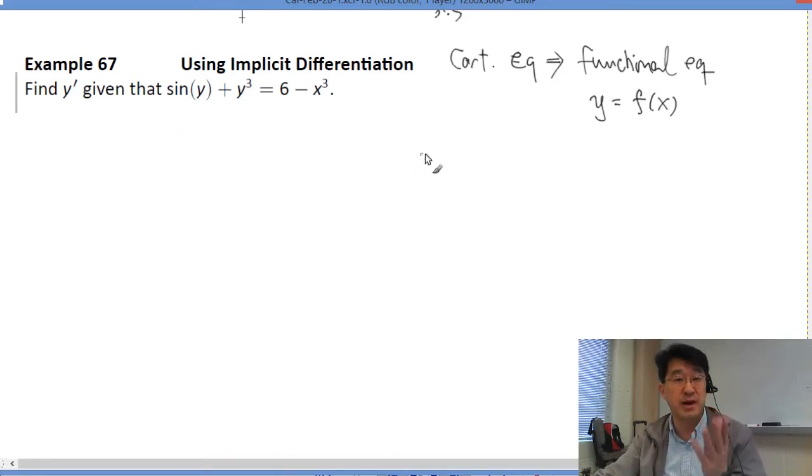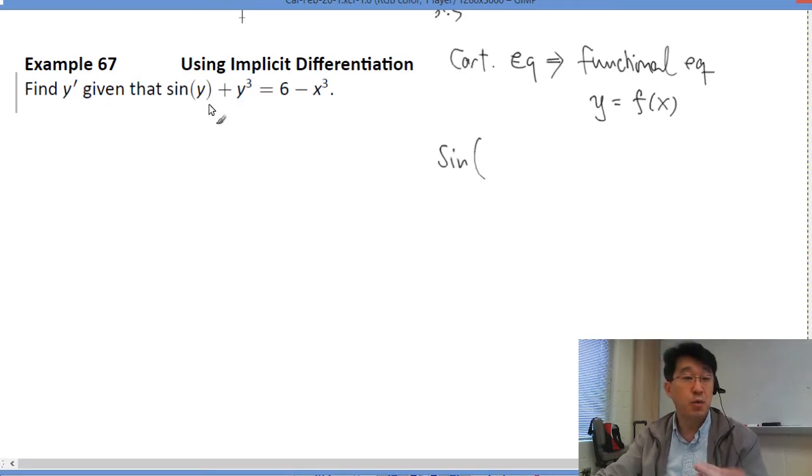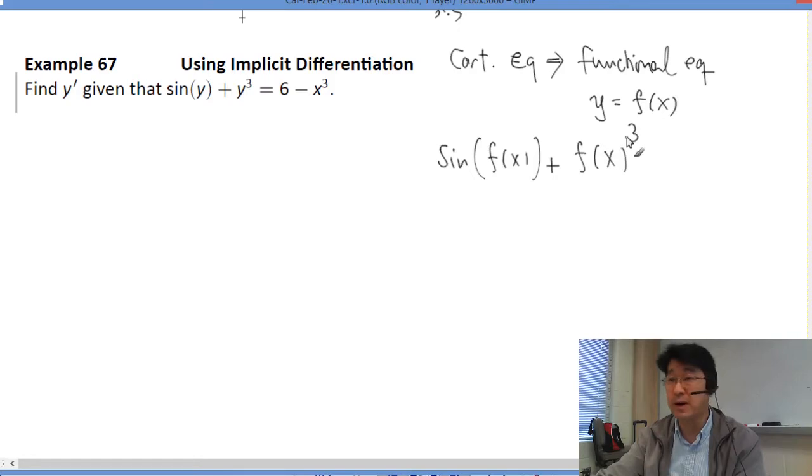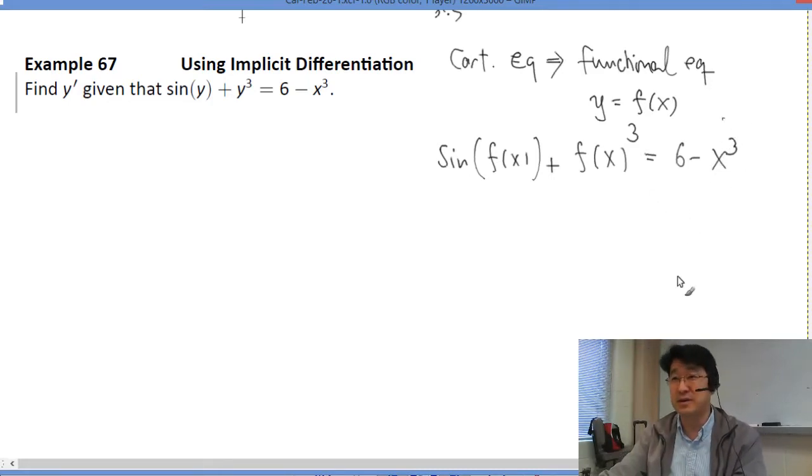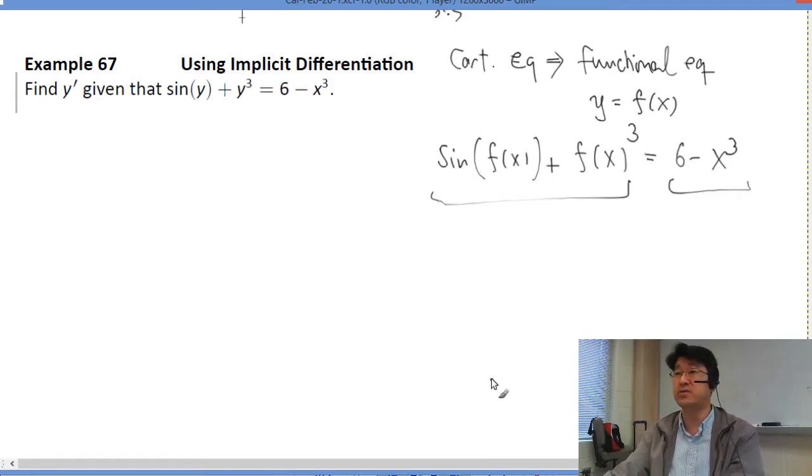Now it changes in your mind like this. Sine y is replaced by that function f of x in there. Does that make sense? Now that y there is changing to function f of x with the third power, correct? It is equal to the right-hand side, 6 minus x cubed. Now this is a cubic polynomial. Change to function. Now x is a variable. The right-hand side is an explicit function, correct? The left-hand side is an implicitly defined function because we do not have an explicit formula for f of x.